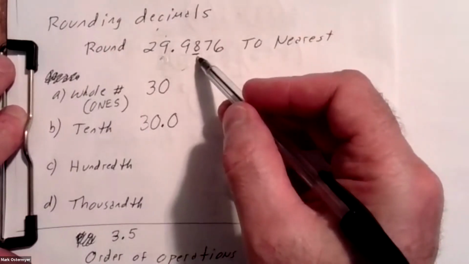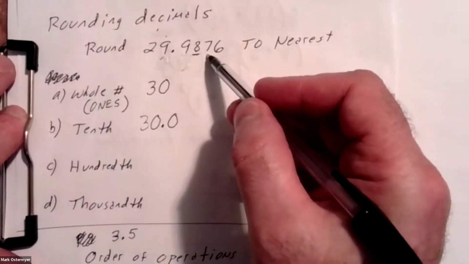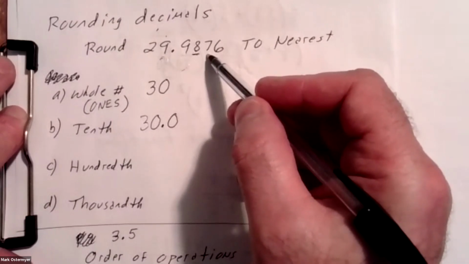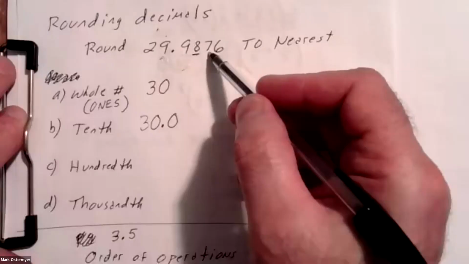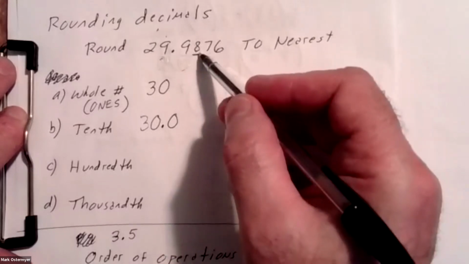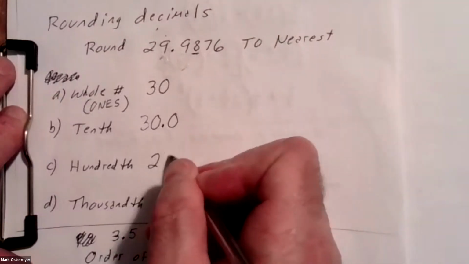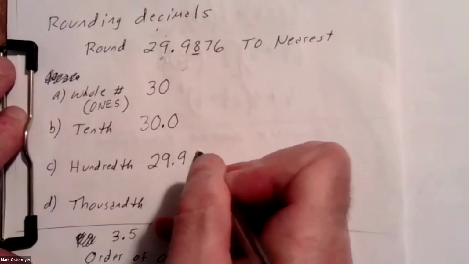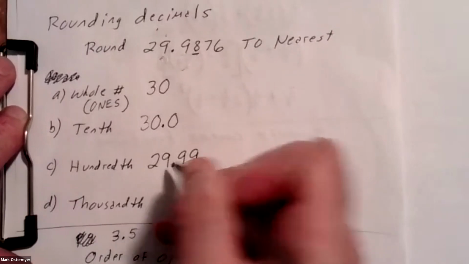We look immediately to the right of the 8 and we see a 7. We ask ourselves, is 7 larger than 5? Yeah. Greater than 5? Yes. Since 7 is greater than 5, we bump this 8 up to a 9 and chop off all the digits to the right. So rounded off to the nearest hundredths, this is going to be 29.99. That's rounded off to the hundredths place.